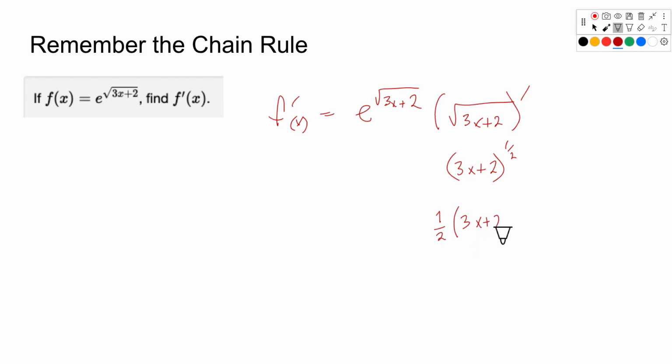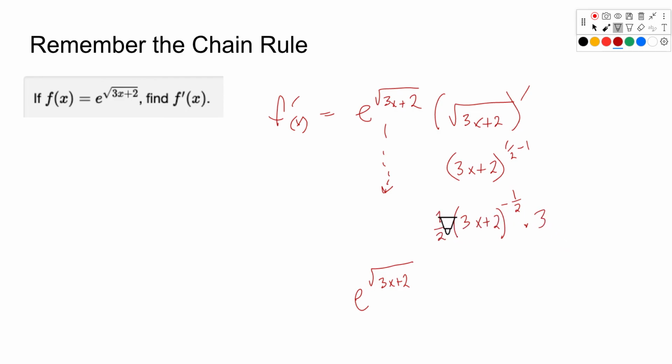3x plus 2, all unchanged. Subtract 1 from the exponent on this one. So we're going to get a negative 1/2. And then we've got to multiply by the derivative of the inside, which is 3, right? 3x, derivative of 3x is 3. Derivative of 2 is 0. So we've got this. And then, again, this little guy just kind of follows along. I'm going to write it down here so I don't have to rewrite it too many times. And then I'm going to clean this up a little bit.